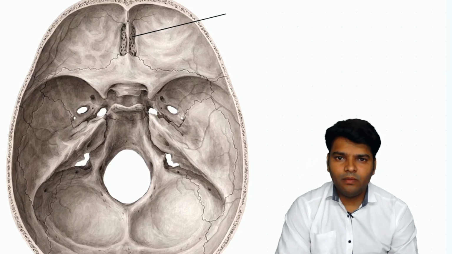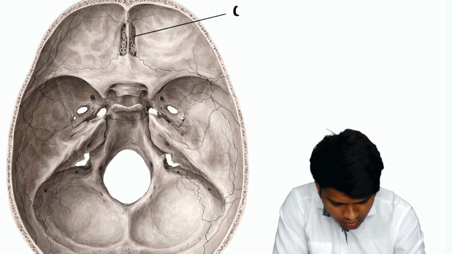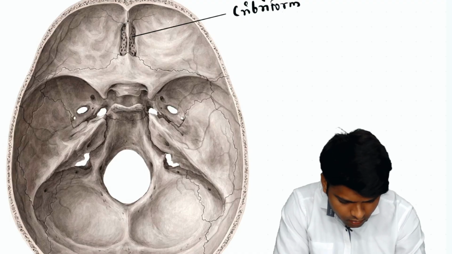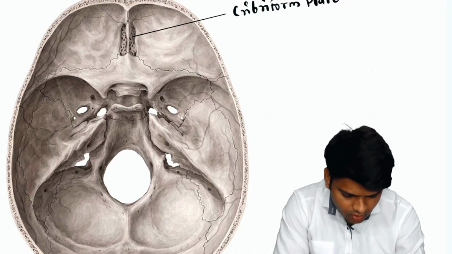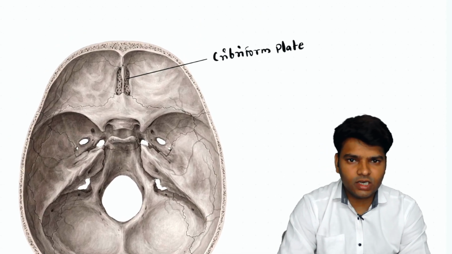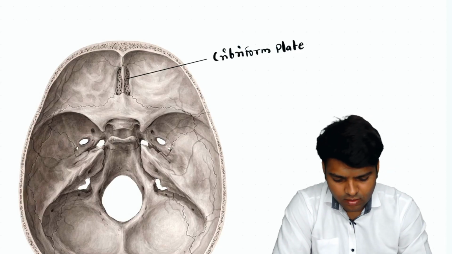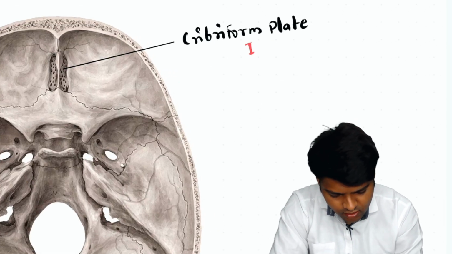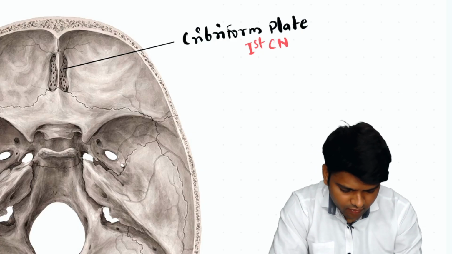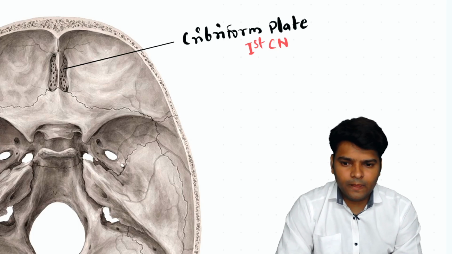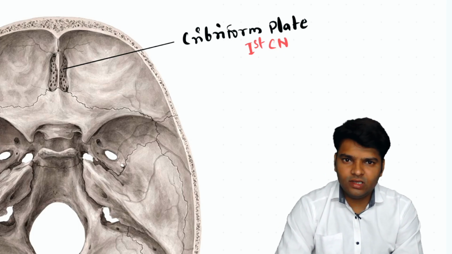This is called the cribriform plate. Please tell me what structure passes through this cribriform plate. Actually, the first cranial nerve, which is also called the olfactory nerve, passes through the cribriform plate. Okay, this is responsible for smell.